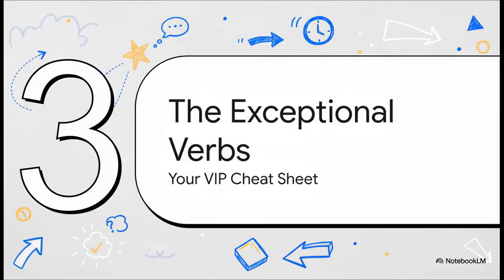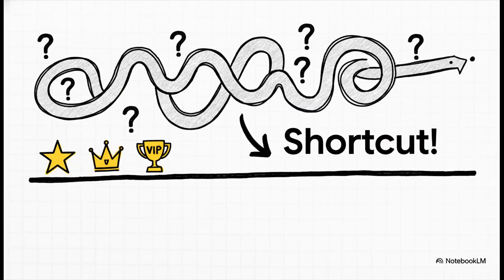Of course, this is French, so there are always exceptions. But instead of thinking of them as being difficult, let's call them the VIPs, the very important verbs that get their own special stems. And I've got your cheat sheet for them right here. The reason these VIPs are so important is because they're the verbs you're going to use every single day. So let's take a look at the key ones you'll definitely need to know.